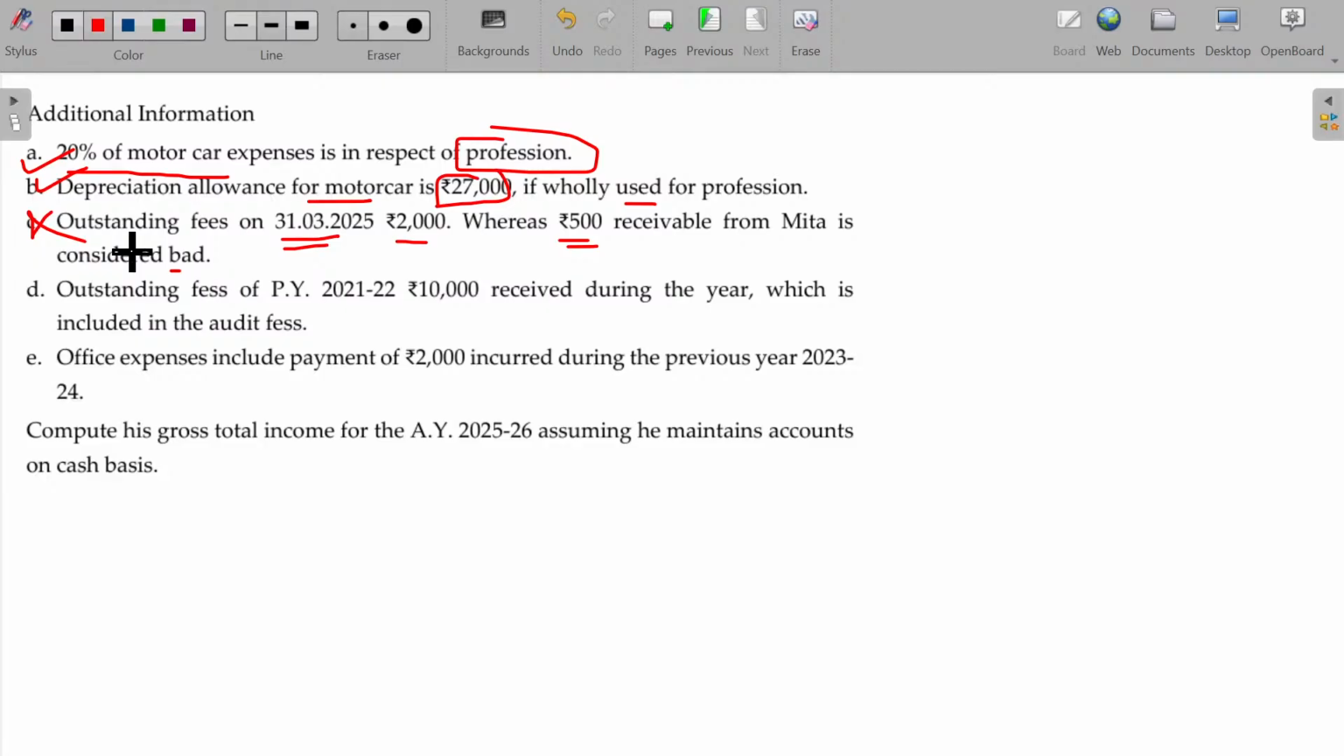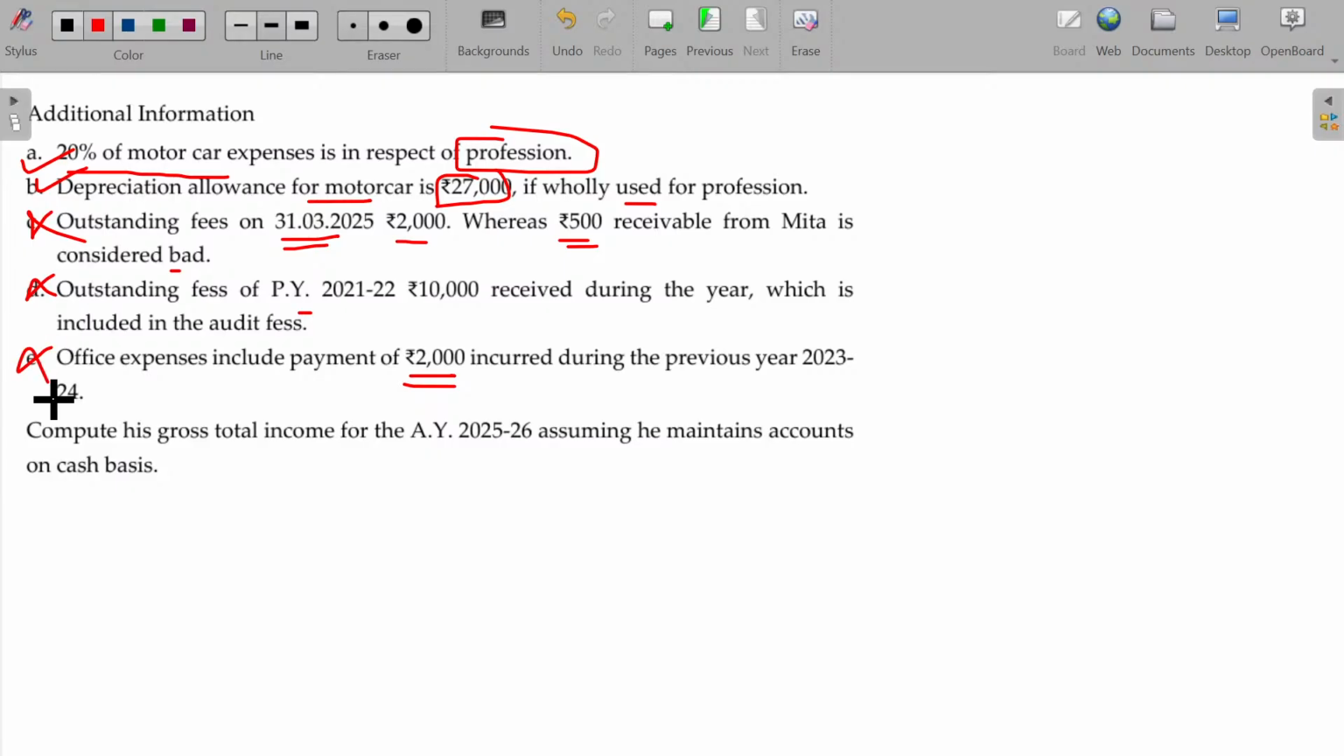But here we don't have the debtors concept. So with bad debt, I have already shown only the amount collected. If the amount is not collected, I never bother about the bad debt. So it will not have any impact. Similarly, outstanding of fee is also not required. Office expenses include payment of rupees 2,000 incurred during the previous year. Also, no need to worry about that.